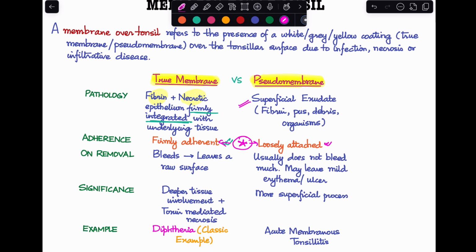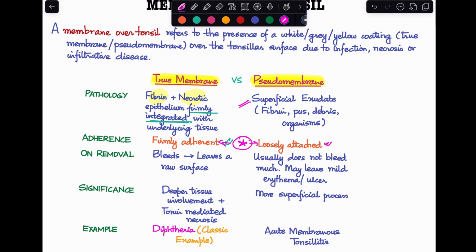Now, when you try to remove a true membrane, you will see that the tissue starts bleeding and it leaves behind a raw surface. Whereas in case of a pseudomembrane, it will not bleed when you try to remove it. Sometimes you may see an ulcer or mild erythema over the region after removing, but it will not bleed. So essentially, what we are seeing is that true membrane usually involves much deeper tissue and a toxin mediated necrosis, whereas pseudomembrane is more of a superficial process.